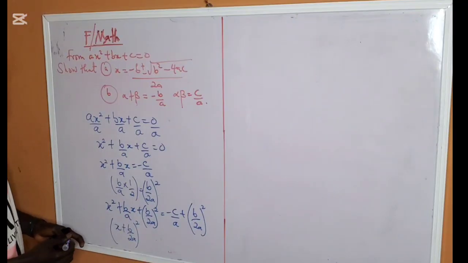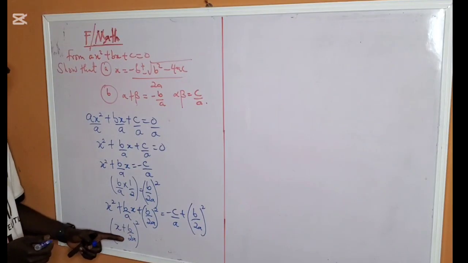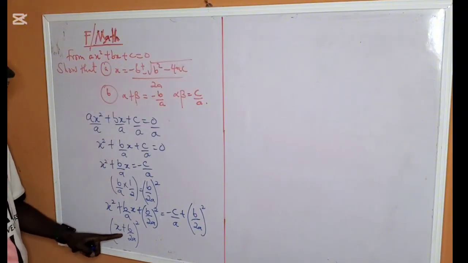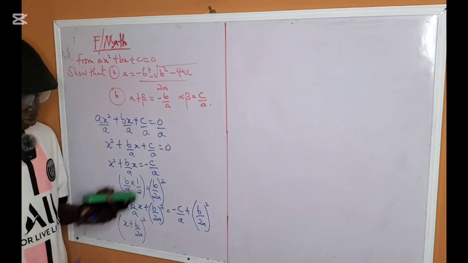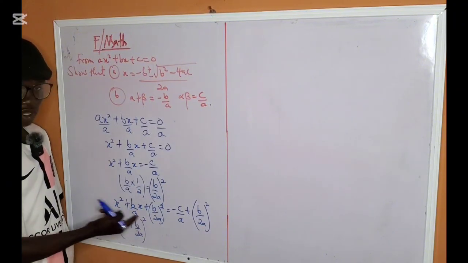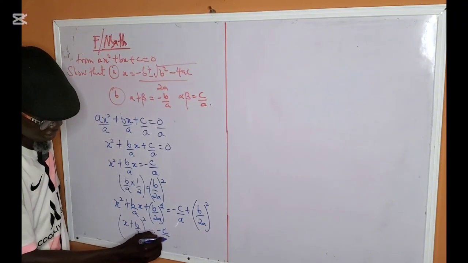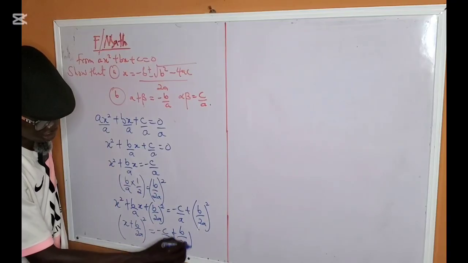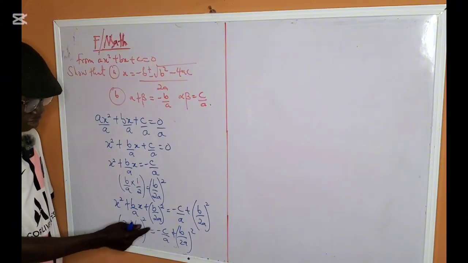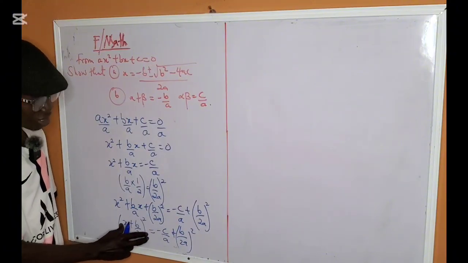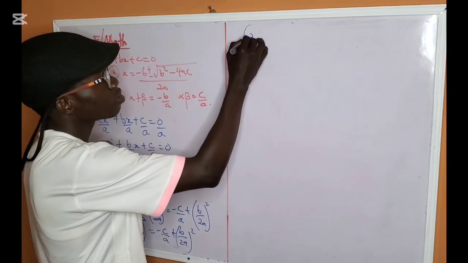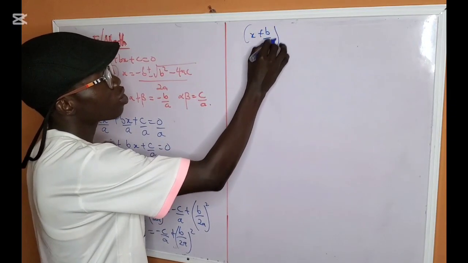I know you are going to be wondering how I got x plus b over 2a all squared. So I'll solve it here for you to understand. I turned this to a perfect square, so x plus b over 2a all squared equals minus c over a plus b over 2a all squared. Now I'm going to show you how I got x plus b over 2a all squared from this. If I take this and expand it, I will surely have x plus b over 2a all squared.